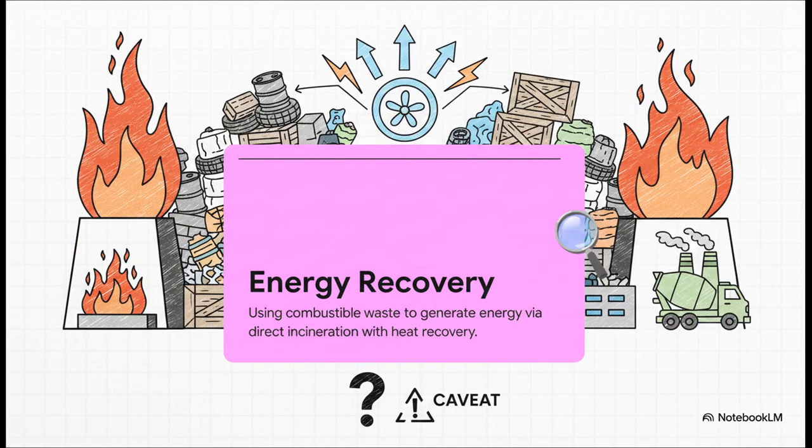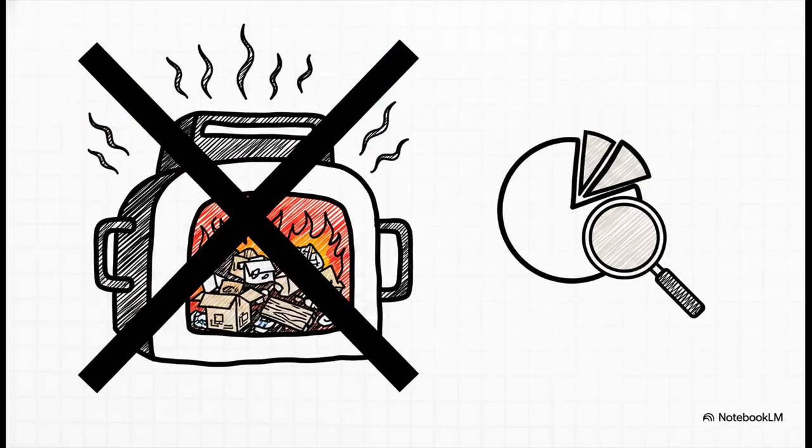Now, the standard also forces us to look really closely at something called energy recovery. This is defined as using combustible waste to generate energy through direct incineration, specifically where you recover the heat. It's actually a super common practice in construction, manufacturing, especially inside cement kilns. But this brings us to a massive, critical caveat in the reporting guidelines. And this is a boundary you simply cannot cross.